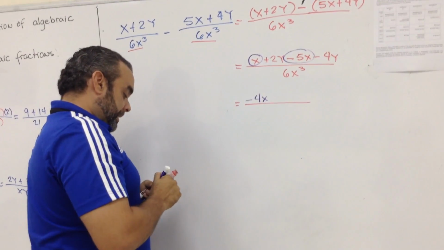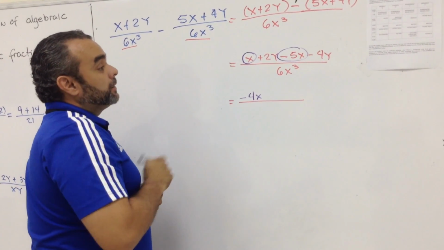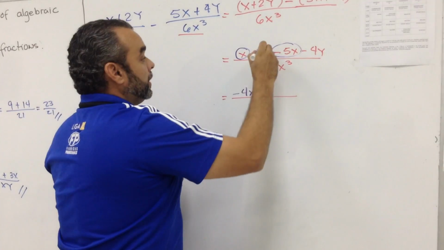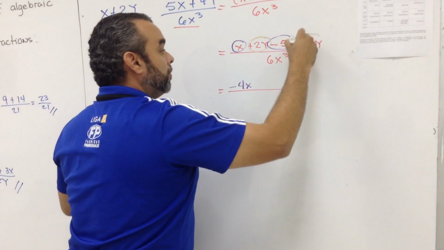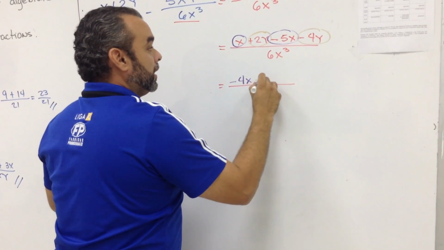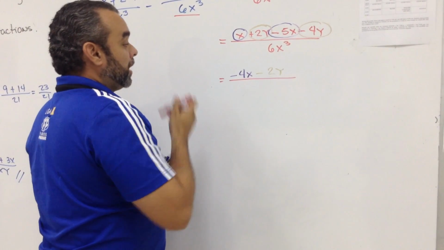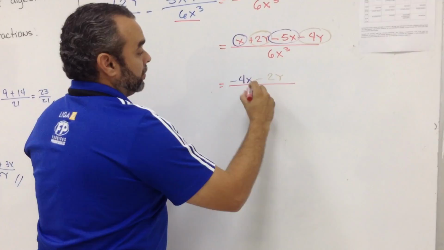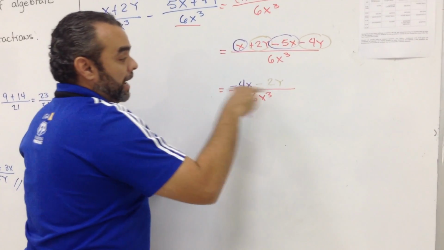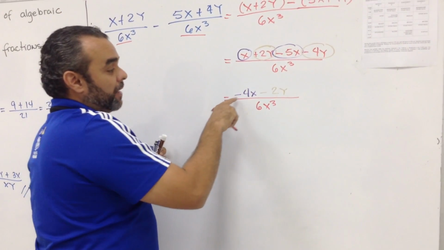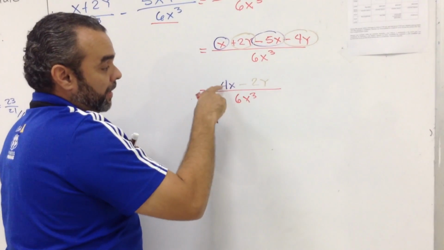And I do exactly the same with my y's. It's going to be 2y minus 4y. It's going to be negative 2y. And it's going to be divided by 6x cubed.